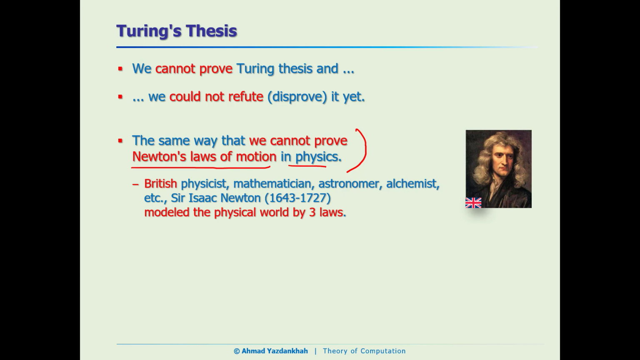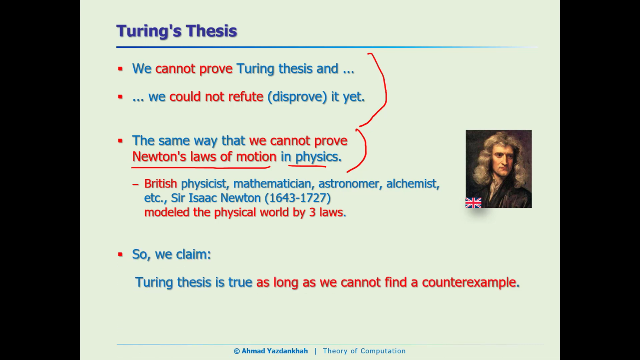Are you asking why? Because if we want to prove those laws, then we need to test those laws on all objects in the universe. Can we do that? We cannot do that. Exactly the same thing we have for the Turing thesis. All right, so we say as long as there is no counterexample, we agree that these Newton laws are correct and this Turing thesis is correct as well. This is how we behave in science.